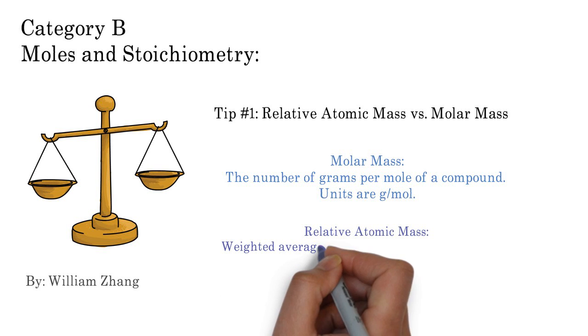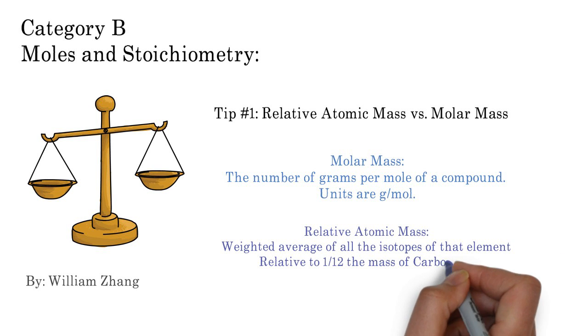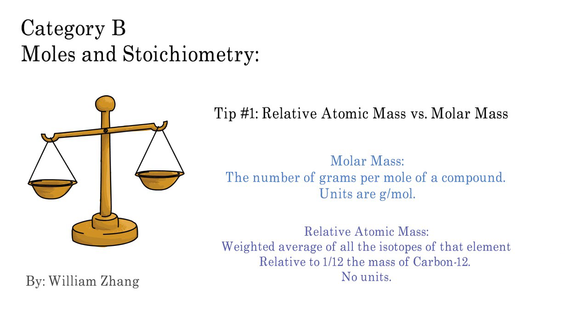The relative atomic mass of an element is the weighted average of the masses of all the isotopes in the naturally occurring element, relative to the mass of an atom of the carbon-12 isotope. Most importantly, it has no units.